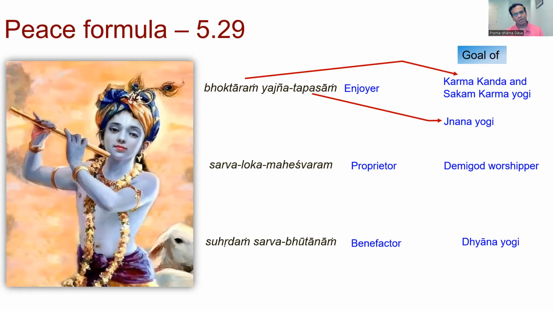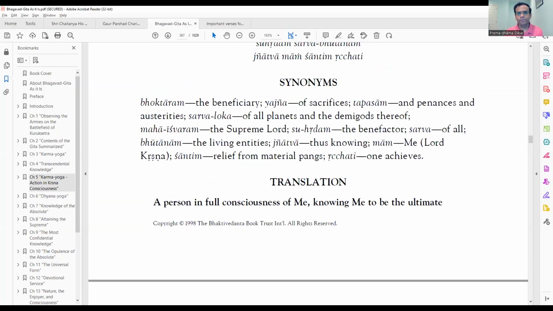Bhokta, Tapasam, Maheshwaram, Suhirdam, whatever you're looking for, I'm the one who's giving. So come to me. So this verse is kind of the first verse where Krishna is establishing himself as the Supreme Personality of God. Bhoktaram Yajna Tapasam Sarvaloka Maheshwaram Suhirdam Sarva Bhutanam Gyatva Mam ShantimRichchhati. Mam means me. That's the most important part. Mam, me, Lord Krishna. Okay. So that's the most important verse here.